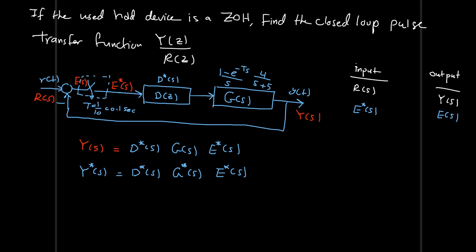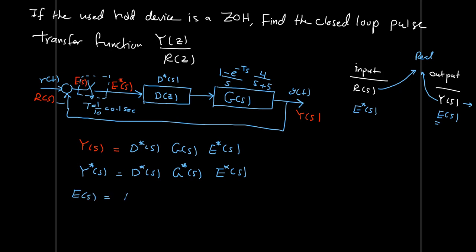So this is the first output, which is the real output. So this is the real output. We call it real output and real input. Now let's write the artificial output, this one, e star of s, in terms of the input.